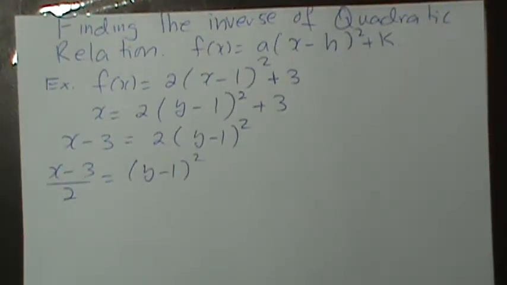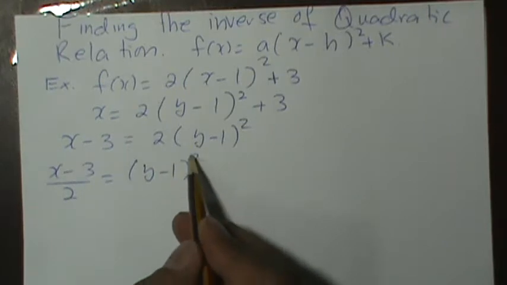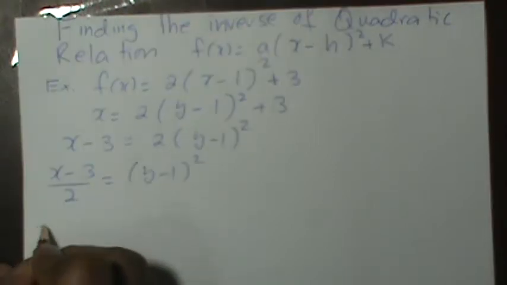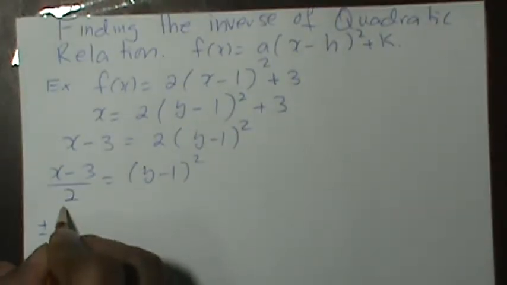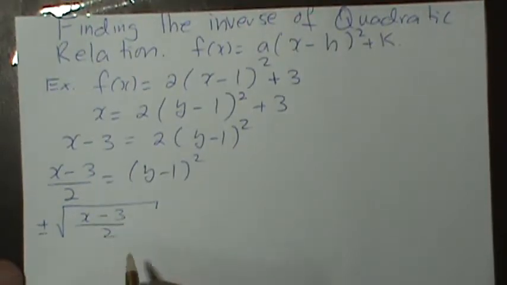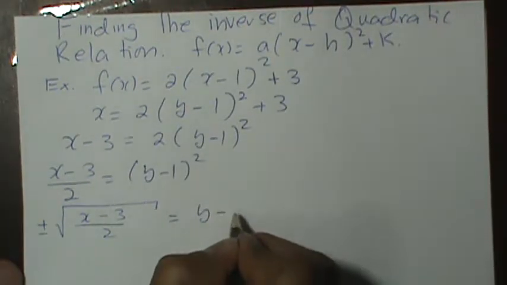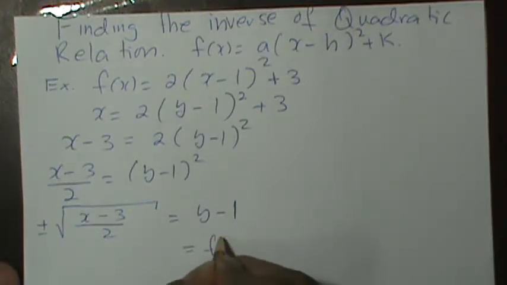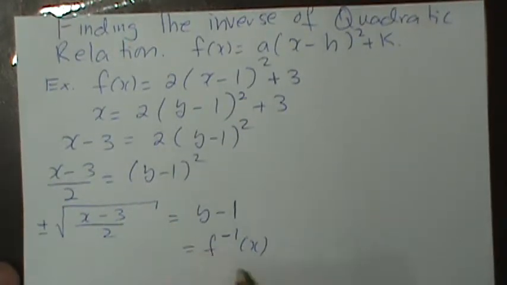Now our next step is to get rid of the square, the power of 2 here. The opposite of squaring is square root, so we square root both sides. Don't forget to put plus and minus. Square root of x minus 3 over 2 equals y minus 1. Now, the last step is to bring the negative 1 to the other side in order to find the inverse of this relation, and this is how we indicate the inverse of any relation.